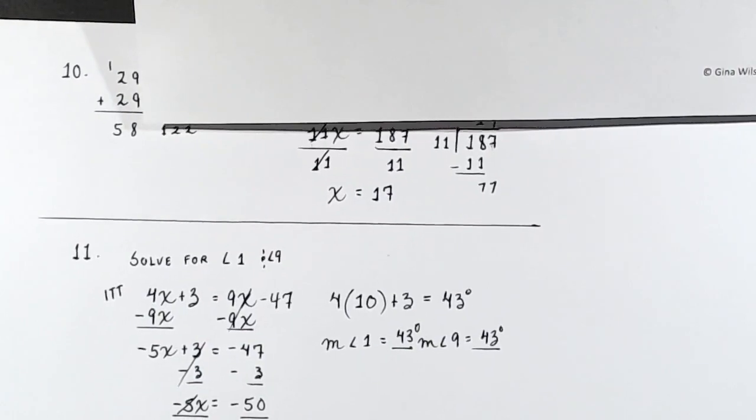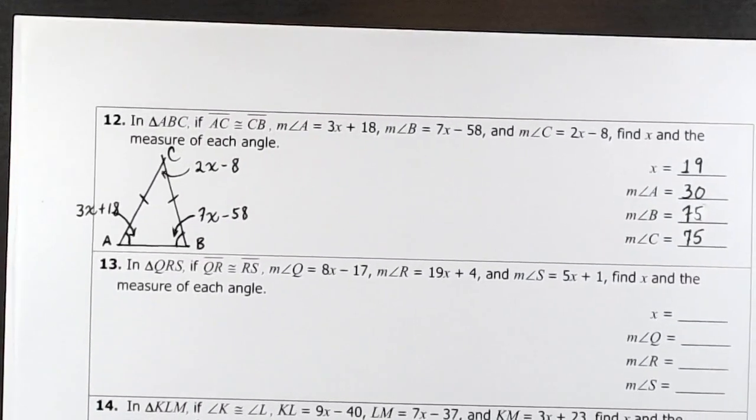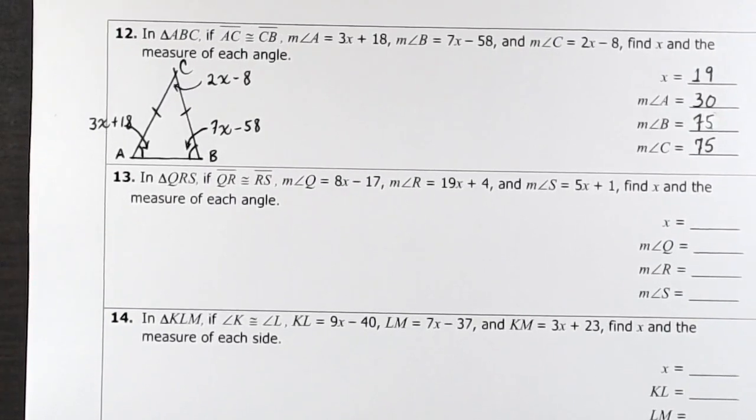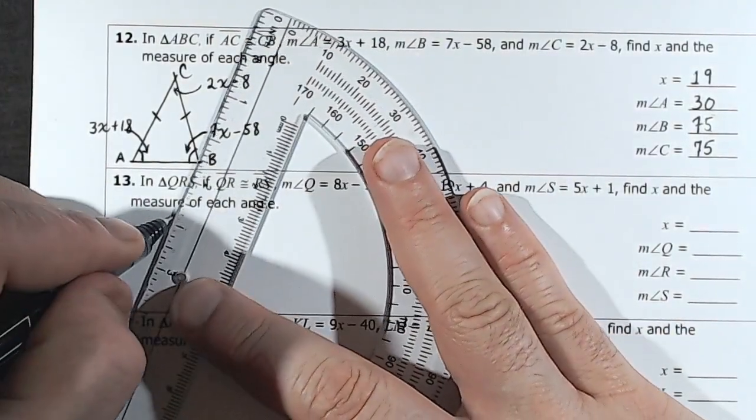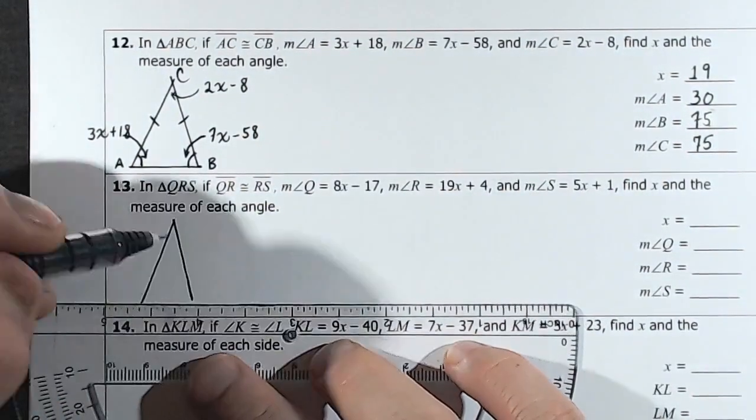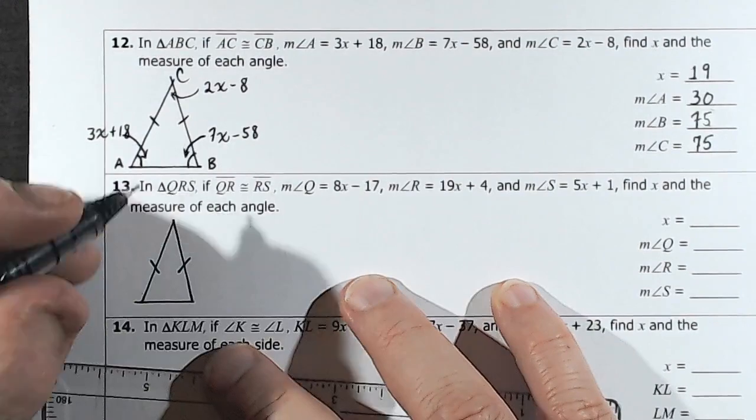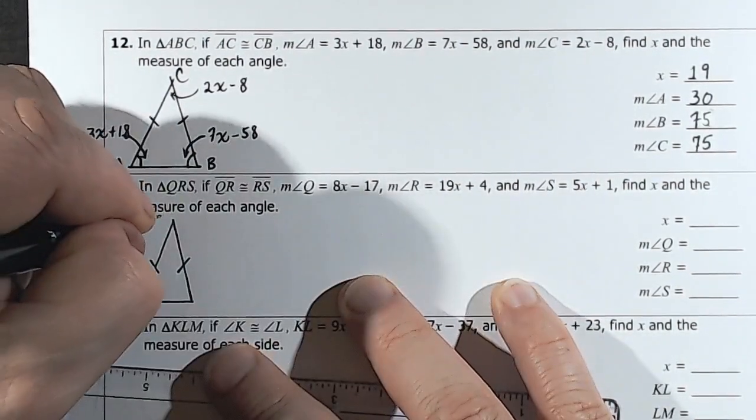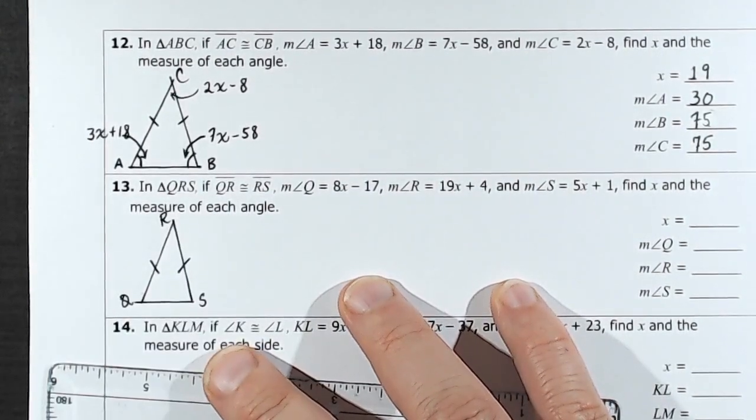What about number 13? New piece of scratch paper is needed. Okay, number 13. In triangle QRS, if QR is congruent to RS, so again we have another isosceles triangle. It's just important that you label it correctly, right? So we want these sides to be equivalent to one another. So this has to be Q, this has to be R, and this has to be S. So QR is congruent to RS.